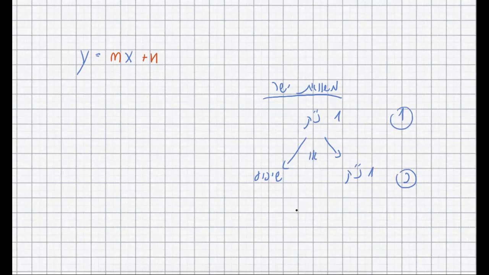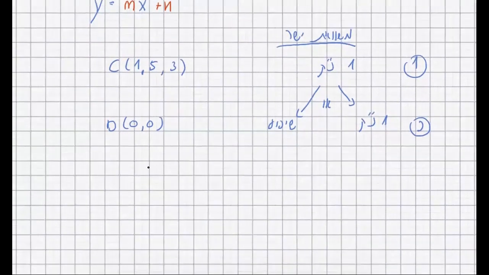Okay, so let's start. Do we have נקודה אחת? Yeah, we have the נקודה C, right? So we have C, which is 1.5, 3. And we have another נקודה D, which is 0,0. Now, how do we find משוואת ישר?